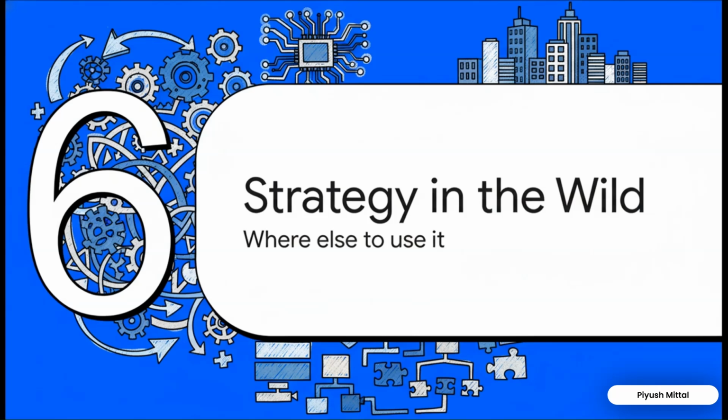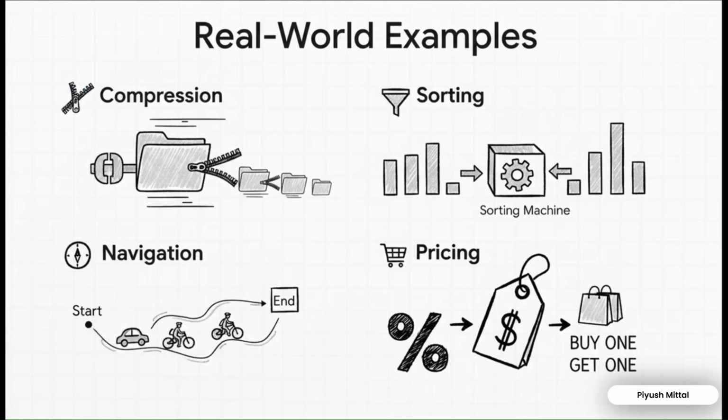Let's look at a few other examples. Think about a program that needs to compress files. You could have a zip strategy, a gzip strategy, a RAR strategy, and the program can just pick the one it needs at runtime. Or how about sorting data? You could swap between quicksort for speed or merge sort for stability. My favorite example is navigation. You're going from point A to point B, but the strategy for getting there is totally different if you're in a car, on a bike, or walking.